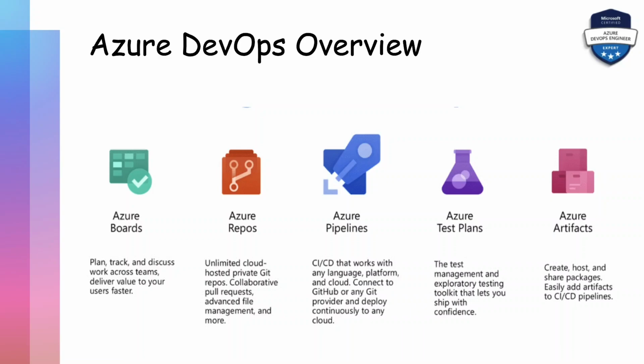Then the last is Azure Artifacts. It is used to create, host, and share packages. We can easily add artifacts to CI/CD pipelines. Artifacts means the configuration and dependencies which we will use in our code, or it can be the build files which are generated from our code. So we are going to store those things in Azure Artifacts. Now let's move ahead and we will see.